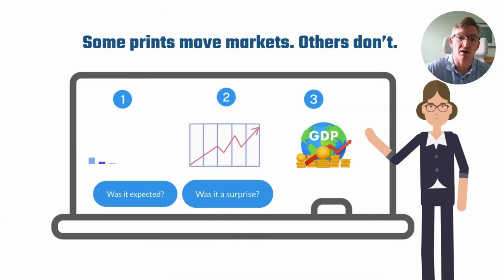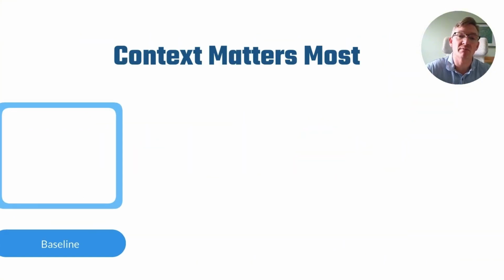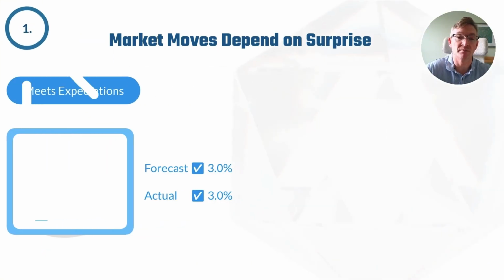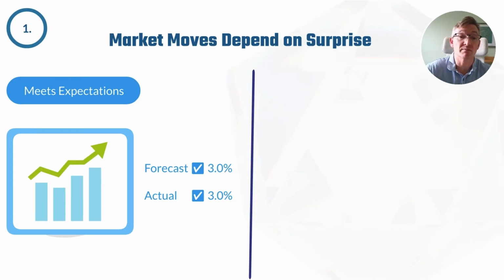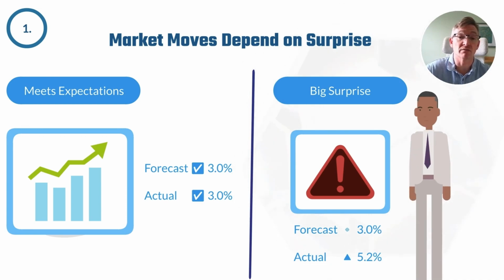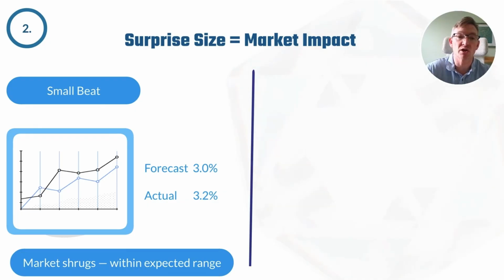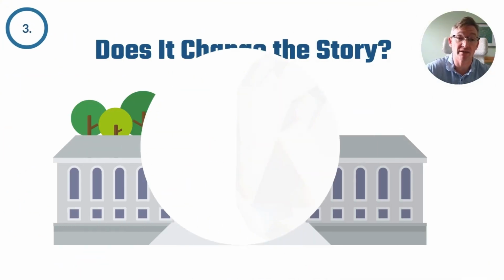Some prints move markets, others don't. The key? Context. Use a 3-step process: baseline, surprise, and big picture. Step 1. What's expected? If the data meets expectations, there's no big reaction. If it's a total surprise, that's when things move. Step 2. Is it a shock? A small beat may not matter. A big miss might. It's all about how far the print deviates from forecasts and from what was expected.